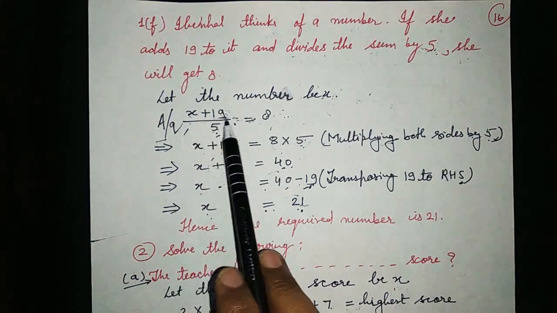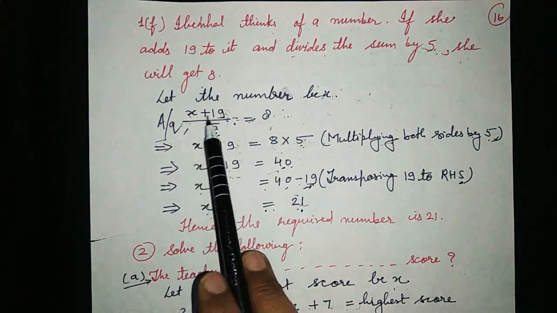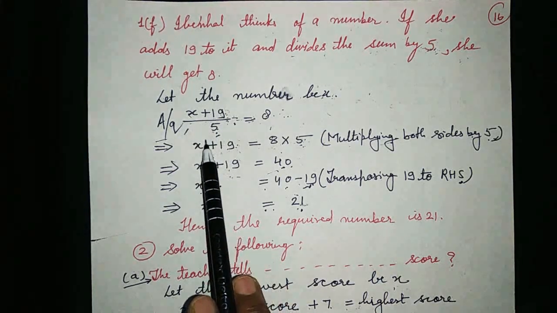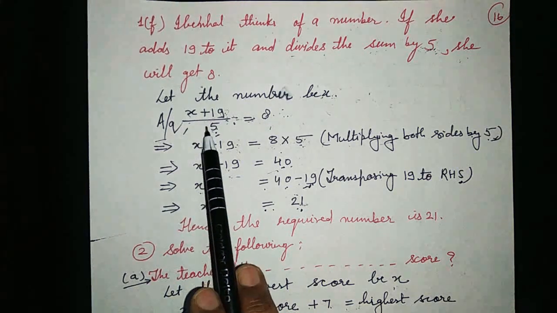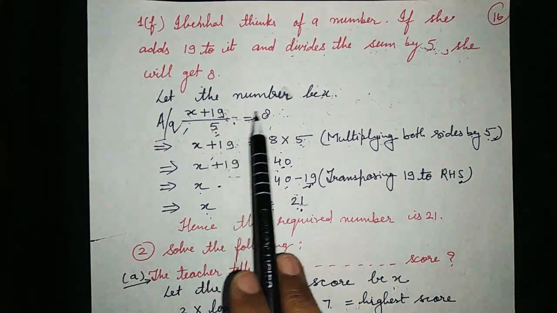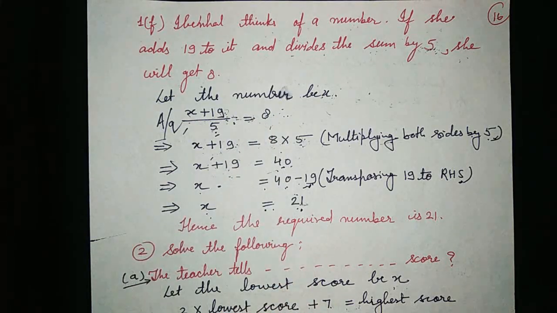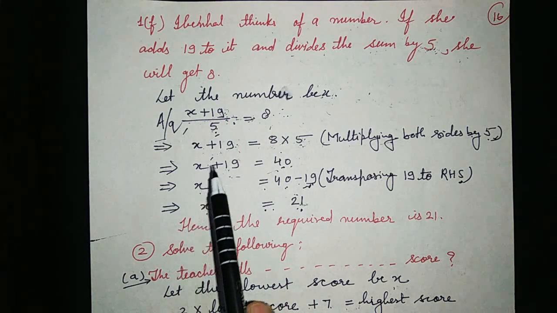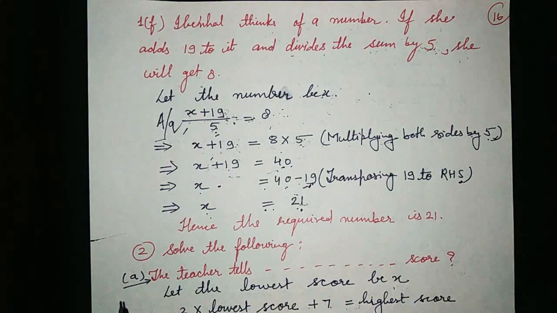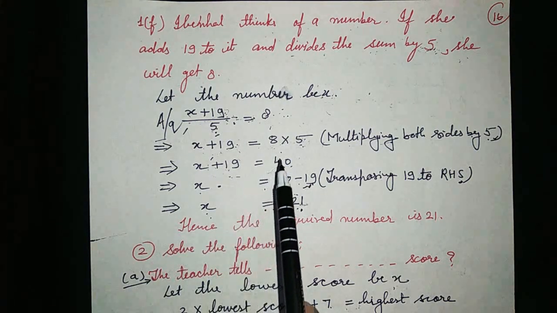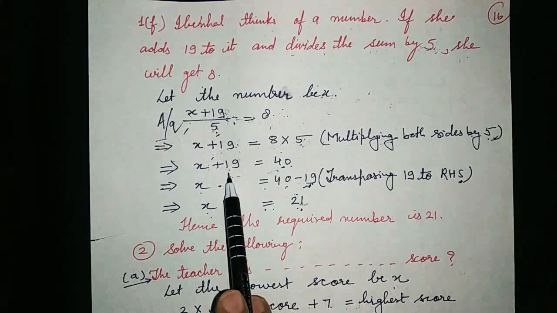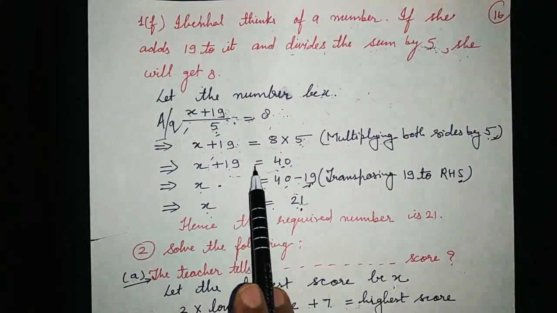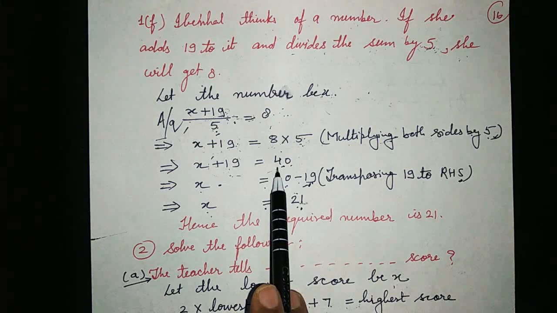We can see this 5 is dividing the sum of X and 19. So we will eliminate this 5 from the left hand side. For this, what we have to do? As this 5 is in division, so on both the sides we will multiply by 5. So here on the left hand side 5 and 5 will be cancelled, and on the right hand side 8 into 5 will come. In the next step, X plus 19 is equal to 8 fives are 40 will come.